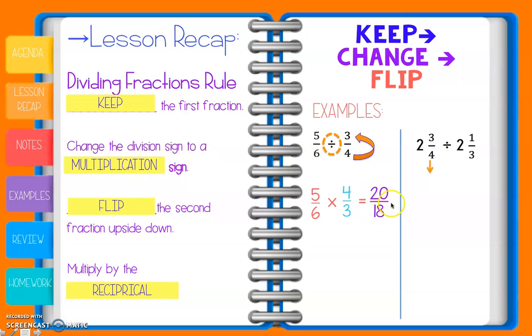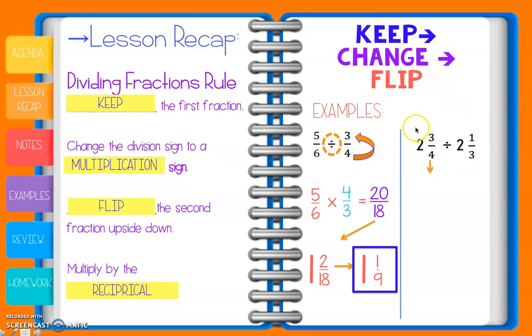Now, 20/18 is not our final answer because that's an improper fraction. We talked yesterday about how to turn our improper fractions into a mixed number. So we have to see how many times does 18 go into 20. 18 goes into 20 one time with 2 left over. So we take our 2, that's our numerator, and we put it over our denominator of 18. Now, that's not our final answer either, because I know that 2 and 18 are both divisible by 2. So I take my numerator divided by 2 and I get 1. I take my denominator divided by 2 and I get 9. So my final answer is 1 1/9.